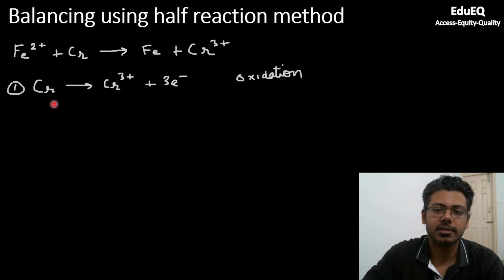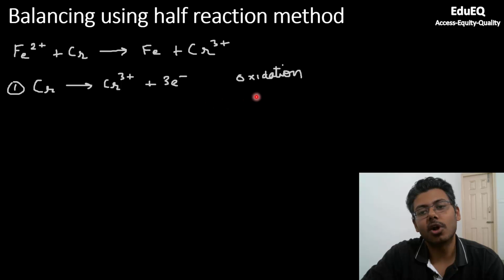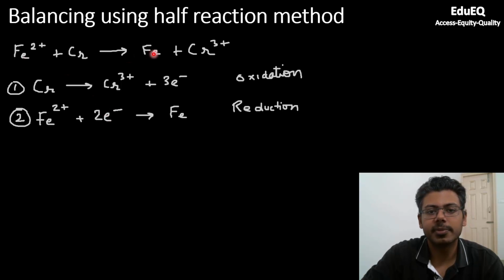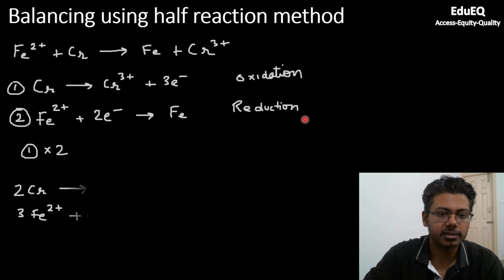So first is oxidation. You remember from the last lecture also that oxidation is loss of electrons. So chromium is losing 3 electrons and forming chromium 3 plus. So this is one reaction which is happening. Second reaction is iron plus 2. It is gaining 2 electrons and it is becoming iron, right? So this is the oxidation reaction and this is the reduction reaction. We have split it into two reactions.